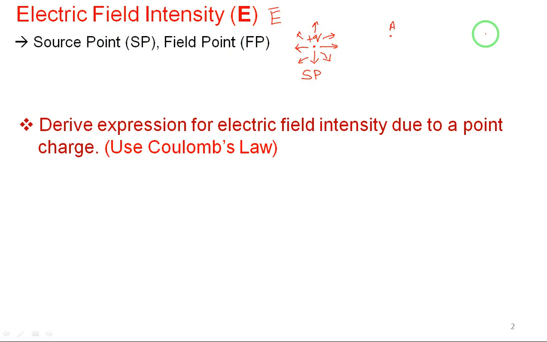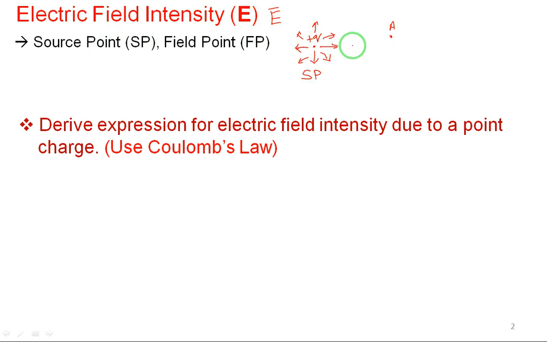Let me take point A. I can take point B anywhere. A can be near to it or far away from it, right? Let me locate point A here. Then I will consider one test charge here. Means at point A, I want to find out what is the electric field intensity. Already we have seen, right? As we move far away from the charge, the intensity of the field goes on decreasing, right?